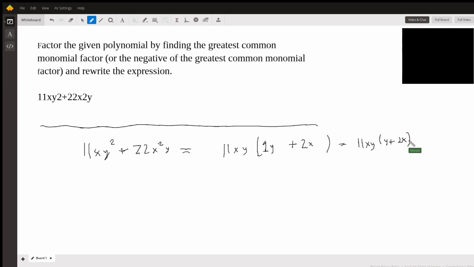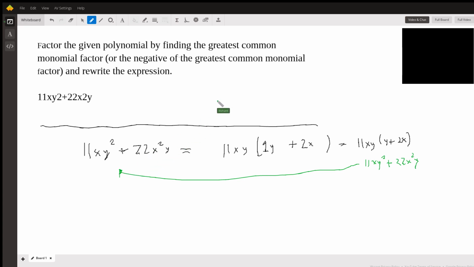And you can check your work. Let me just change color. Just distribute. So 11xy times y is going to give me 11xy squared. And then 11xy times 2x is going to give me 2 times 11, which would be 22x squared y. And if you compare that to where we started, you could see we get the exact same thing.